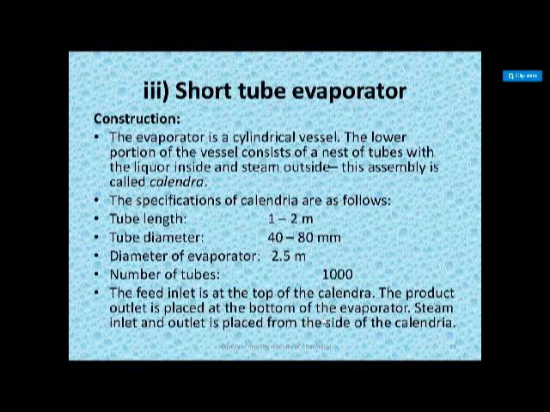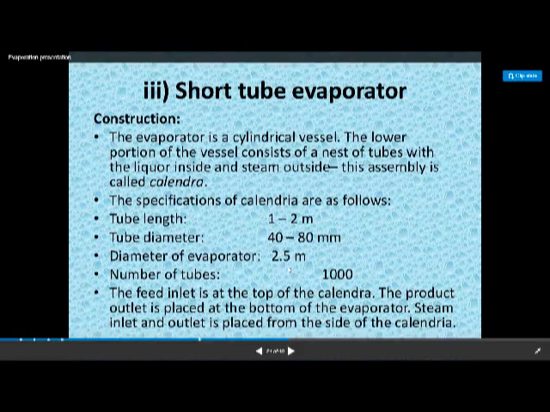Now what is a short tube evaporator? It is a type of vertical tube evaporator in which short tubes are arranged vertically. That is called a short tube evaporator. The tubes are short in length, therefore it is given the name short tube evaporator.